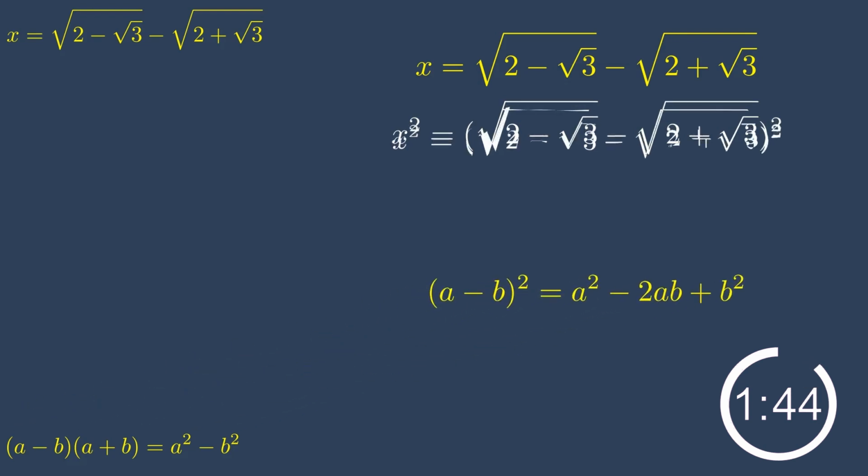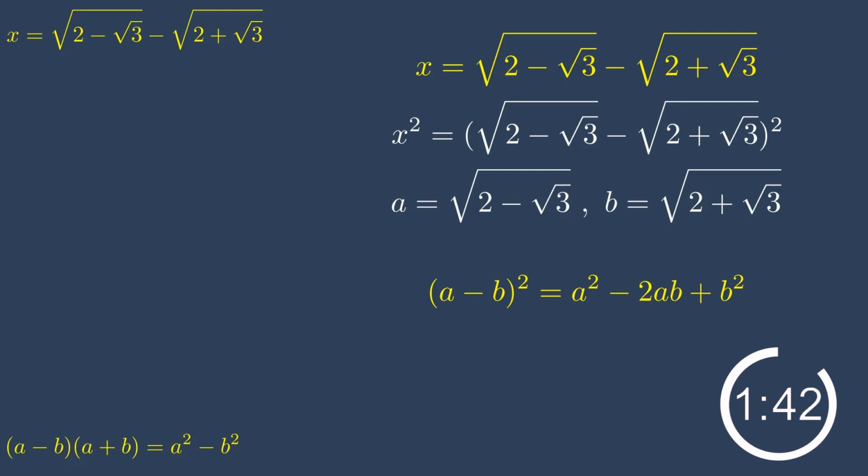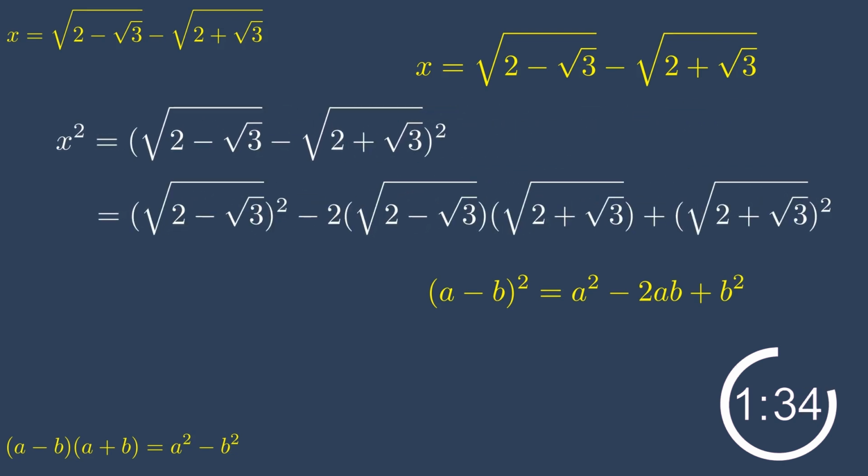Notice that by taking root 2 minus root 3 as a and root 2 plus root 3 as b, we can expand the right side using this formula to get this massively complicated expression. Don't worry, I'll give you some time to comprehend this.